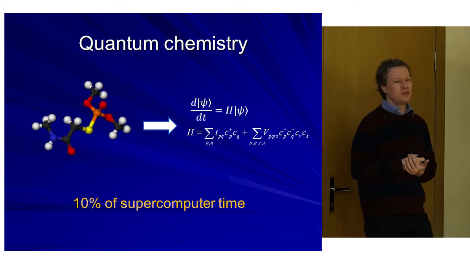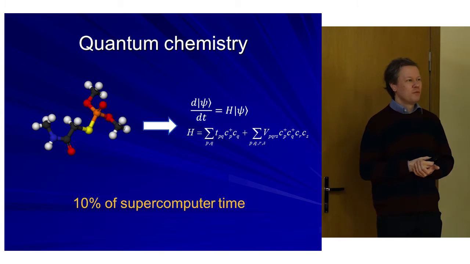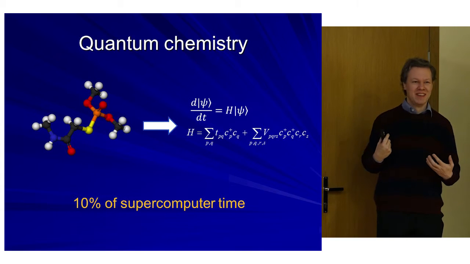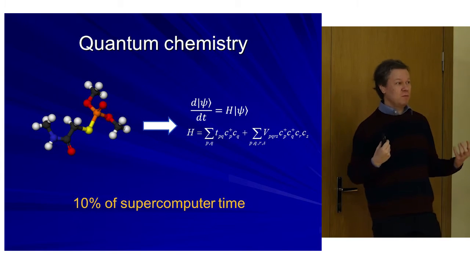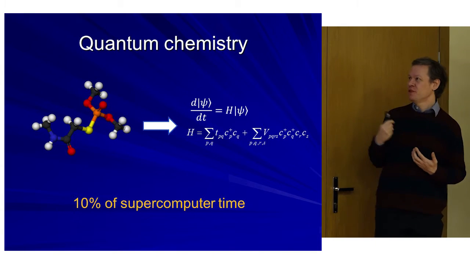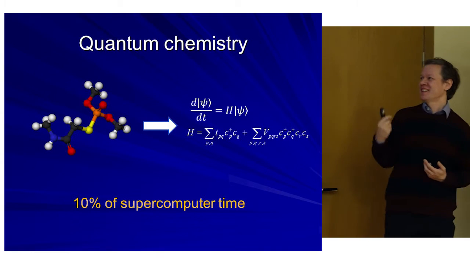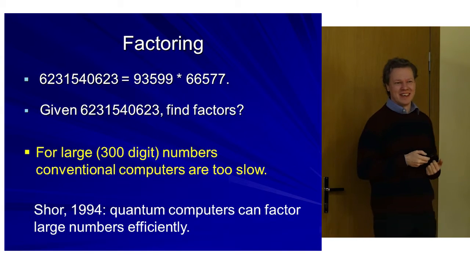And this is actually something quite important, because there are estimates that quantum chemistry takes about 10% of all supercomputer time now. So from this perspective, if it costs hundreds of millions to build quantum computers, there is actually a good chance that this money is well spent, because 10% of supercomputer time is probably worth more than hundreds of millions.